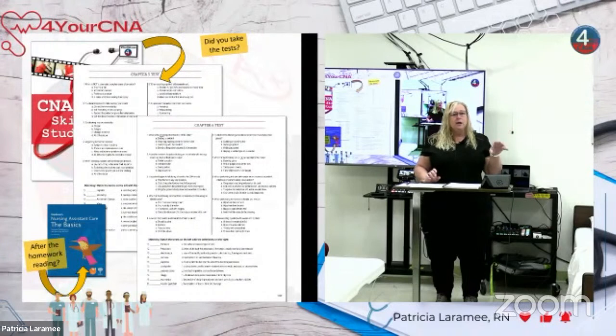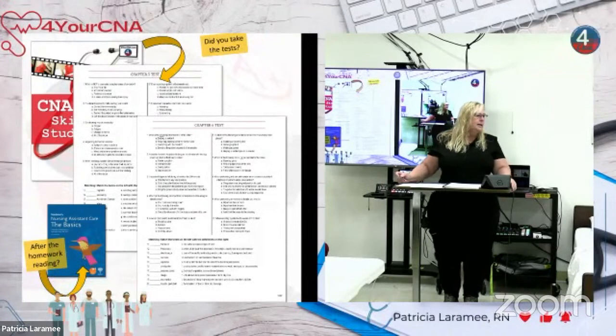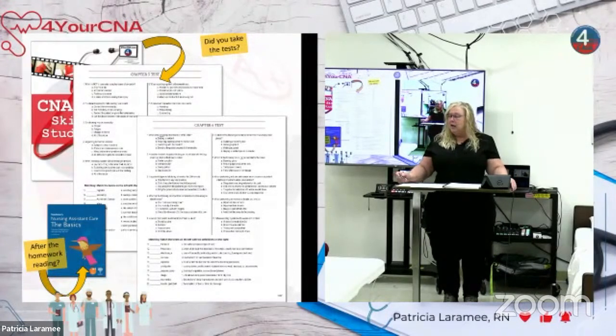So NPO is actually nil per os, which is NPO, which means nothing by mouth in Latin. Makes sense now. A lot of our abbreviations are abbreviated Latin, so they're not going to make sense in English, like BID. What in the world is BID? Well, B actually stands for bi. How many wheels does a bicycle have? So B is bi, or two. BID would be 2 times a day.